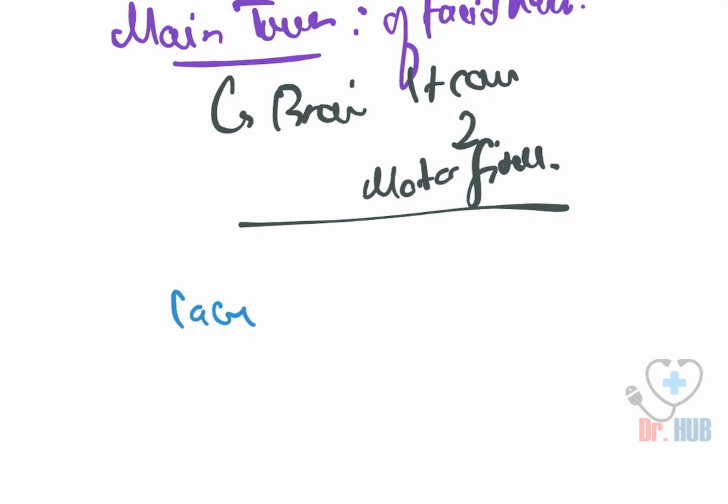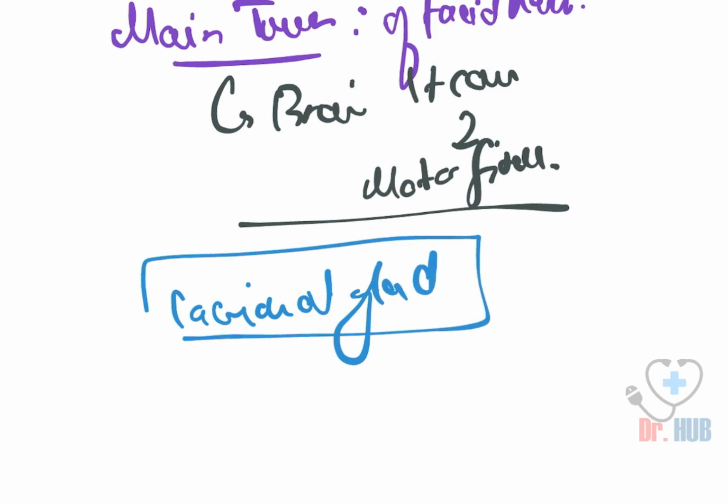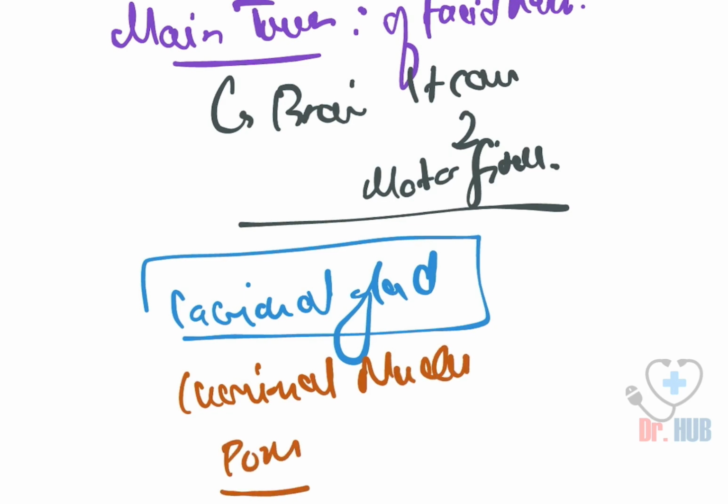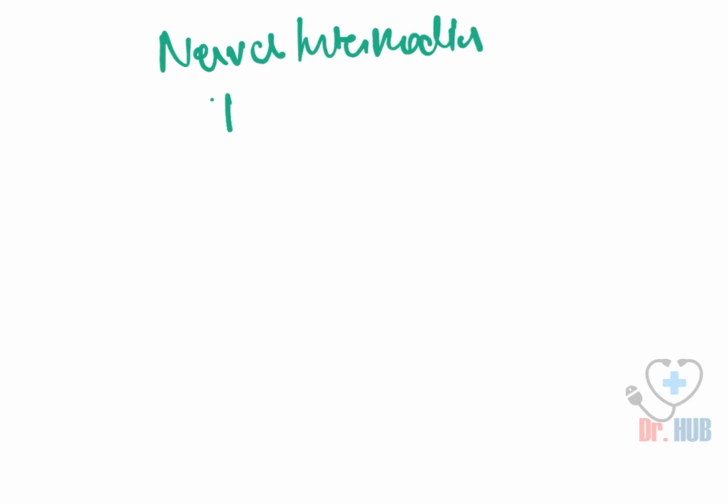Now moving on, looking at the lacrimal gland. In case of the lacrimal gland, the nucleus is the lacrimal nucleus in the pons. Now, how is it carried? It is carried by the nervus intermedius, that is the facial nerve. It is nothing but 7.